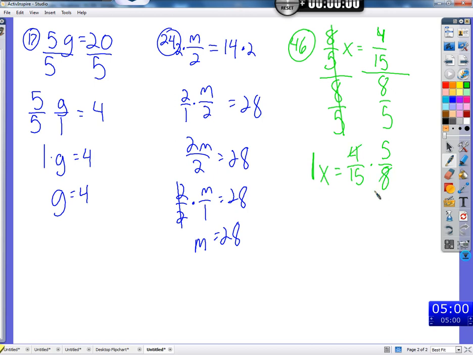4 can cross cancel with 8, and 2. 5 and 15, there's 3. So both of these have been canceled. We're just left with 1 times 1 on top. Here we have 3 times 2. So x equals 1 over 6.